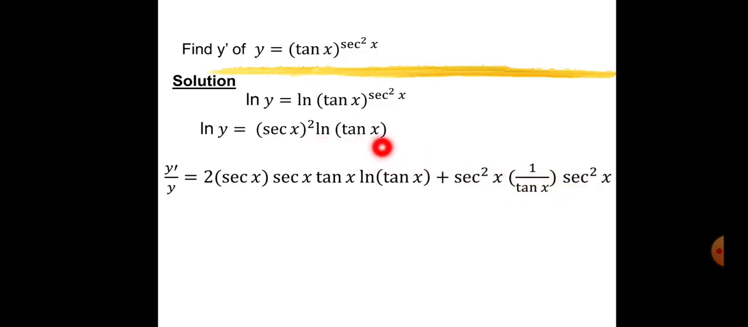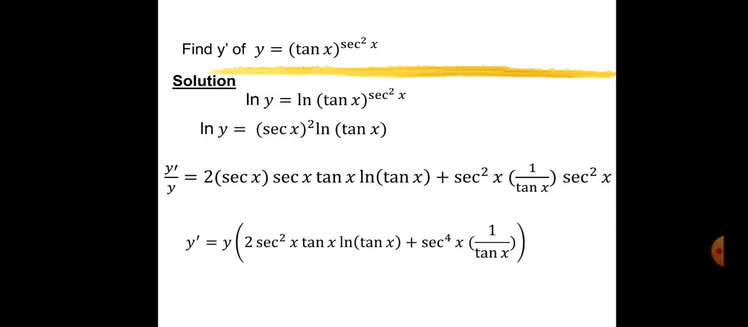So ln tan 1 over tan x times the derivative of what's inside, the derivative of tan, which is sec squared x. Now you can find y prime by multiplying both sides by y. So we have y prime equals y times all this bracket. You can simplify, you can write this y as tan x to the power sec squared x if you want.